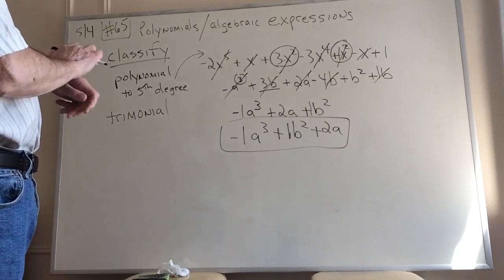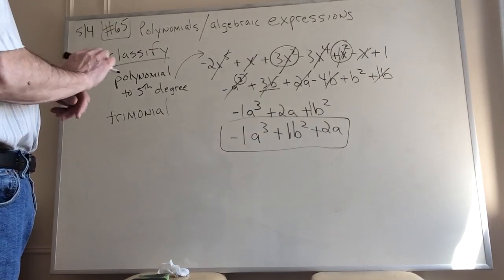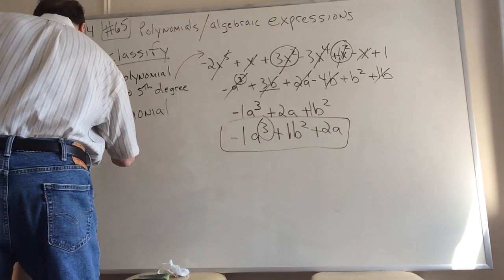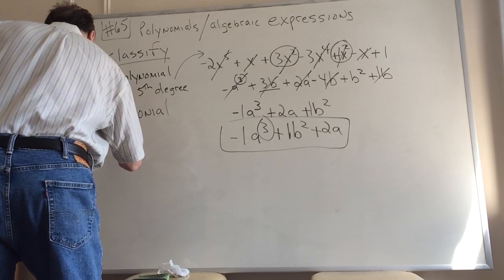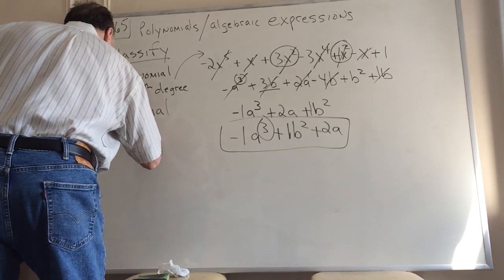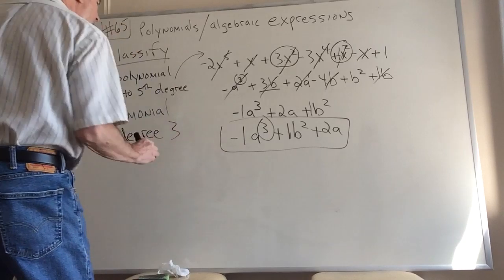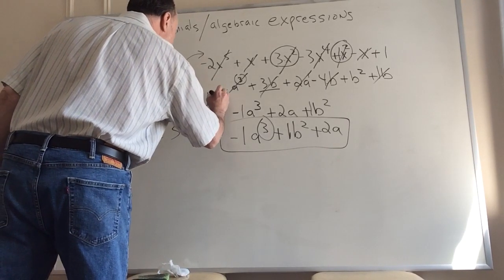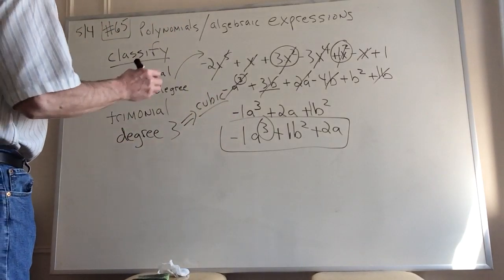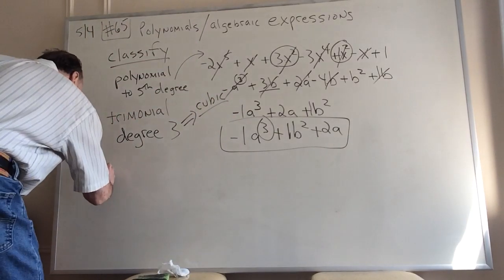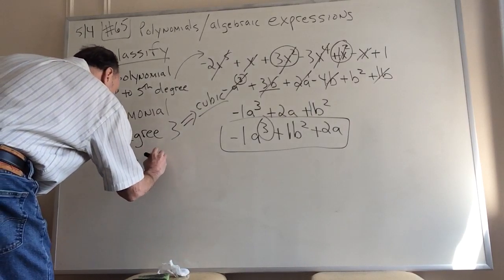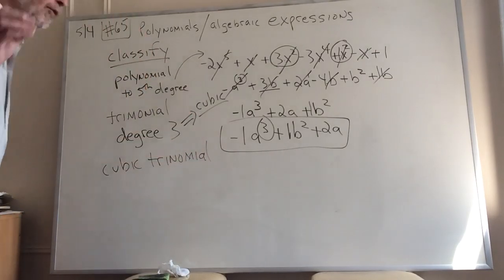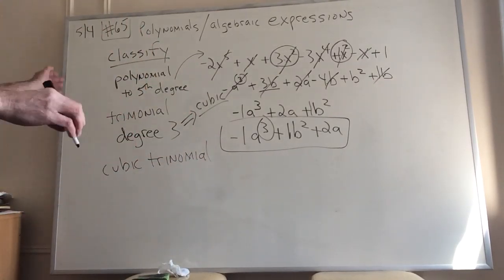Okay? And so it's a trinomial, and so what's the highest power? Well, the highest power is 3, right? So it's a trinomial degree 3. And often when we use the word degree 3, we use cubic. Get used to that word too. So I'm going to call it a cubic trinomial, strictly following their rules, this game, like I mentioned so many times, that they play.